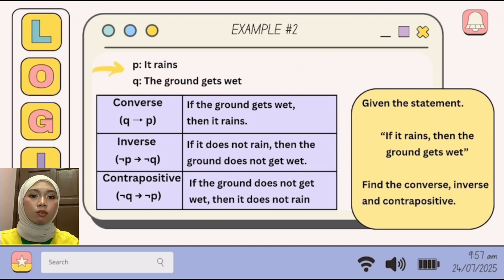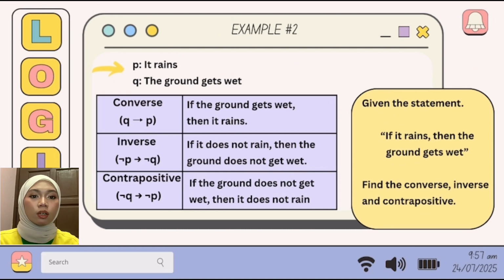Next is the inverse. For the inverse, we keep the same order but negate both P and Q. So the inverse becomes if it does not rain, then the ground does not get wet. And finally, the contrapositive. To form the contrapositive, we both swap and negate P and Q. So, the contrapositive is if the ground does not get wet, then it does not rain. The statement has the same truth value as the original conditional statement.